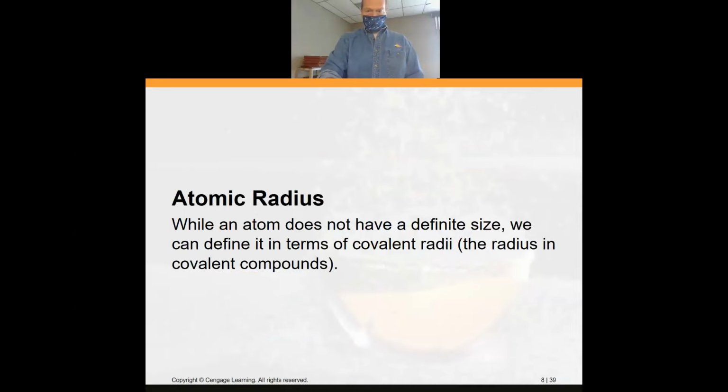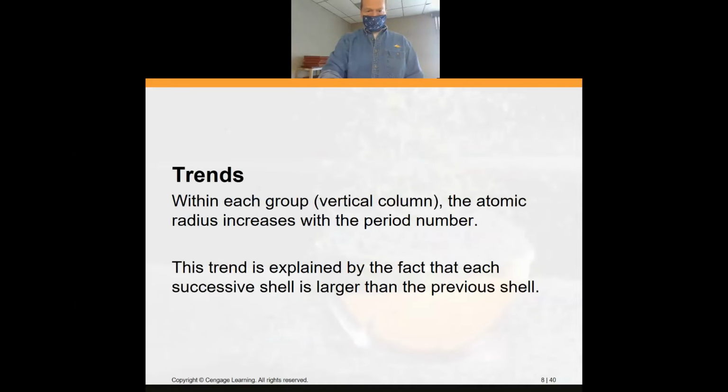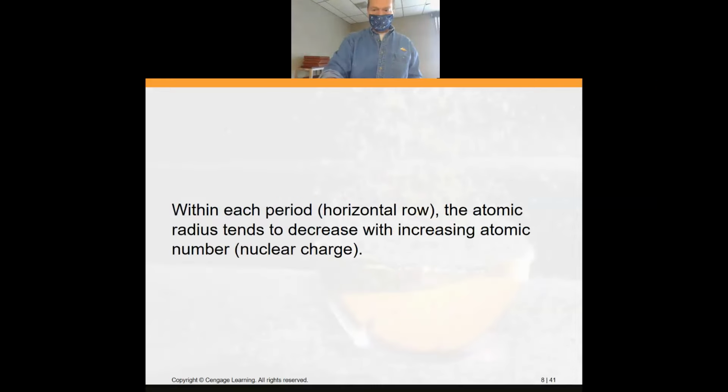All right, so your atomic radius, the trend in a vertical column: the atomic radius increases with your period number, so you're getting bigger as you go down. Again, fluorine's the smallest, so it's decreasing as you go up. That means it's increasing as you go down. And then, of course, in a horizontal row, as you go to the right, you are going to get smaller.